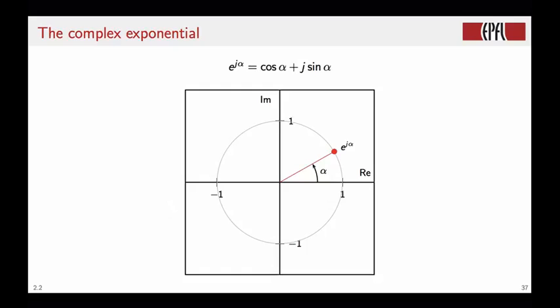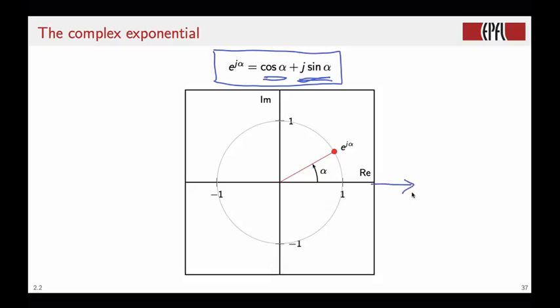Okay, so what is a complex exponential? It is Euler's formula again. e to the j alpha is equal to cosine alpha plus j times sine alpha. Okay, I'm repeating myself, but it's such a beautiful formula that we can see it a couple of times. It won't hurt. Okay, so let's plot this in the complex plane.